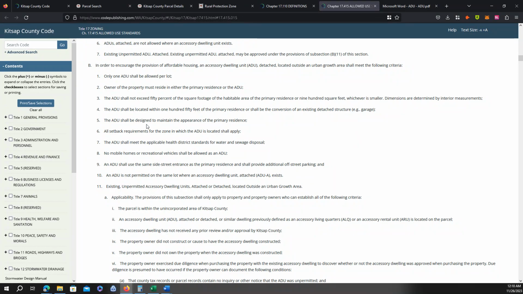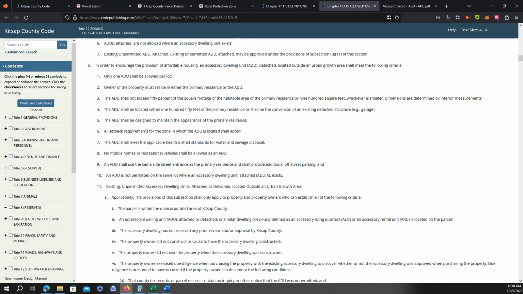5. The ADU shall be designed to maintain the appearance of the primary residence. As far as I know, you could have a similar style, similar roof slope, similar paint palette, color scheme. I think basically what they want is just not any future-looking buildings mixed in with some other areas that are not that, right? Keeping the theme of the area.